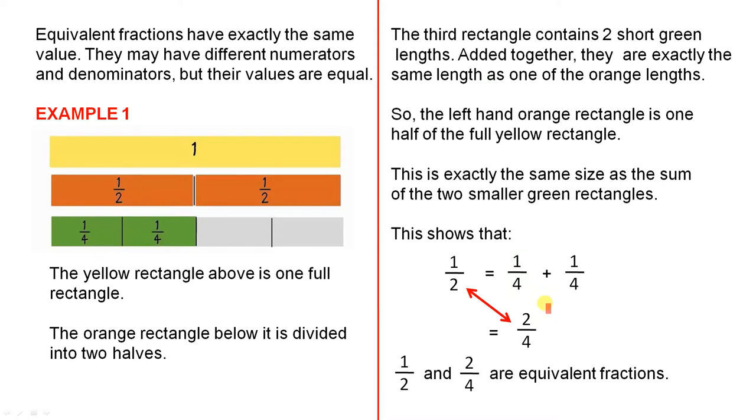Now a quarter plus a quarter is 2 quarters. See, 2 over 4. And that shows that a half equals 2 over 4. So a half and 2 over 4 are equivalent fractions. So see, the numerators and denominators look different, but they have the same value.